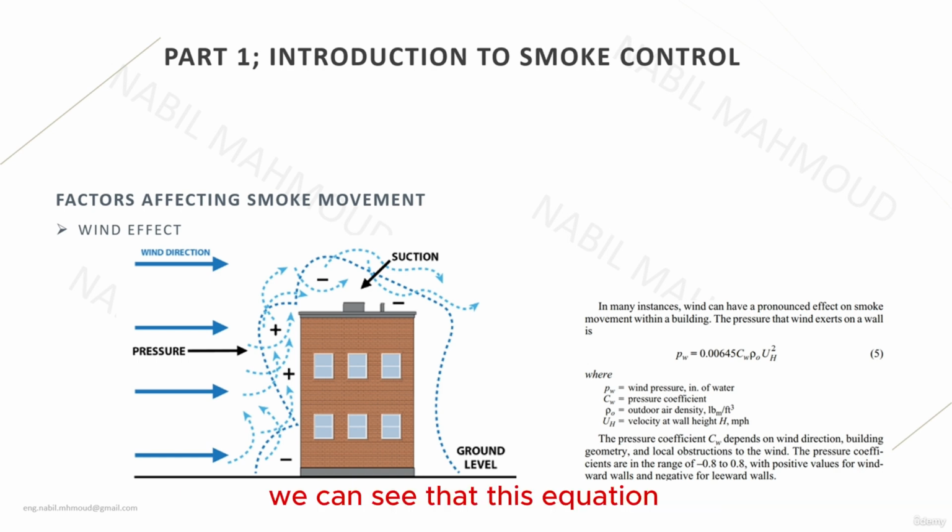We can see that this equation refers to the pressure of the wind, or the wind pressure, as PW, and PW equals 0.00645 multiplied by CW multiplied by rho multiplied by the square of the velocity. U is the velocity at the wall height of H, which is the wall height of the building, and rho is the outdoor air density, and C is the pressure coefficient, which is related to the figure or the design of the building.